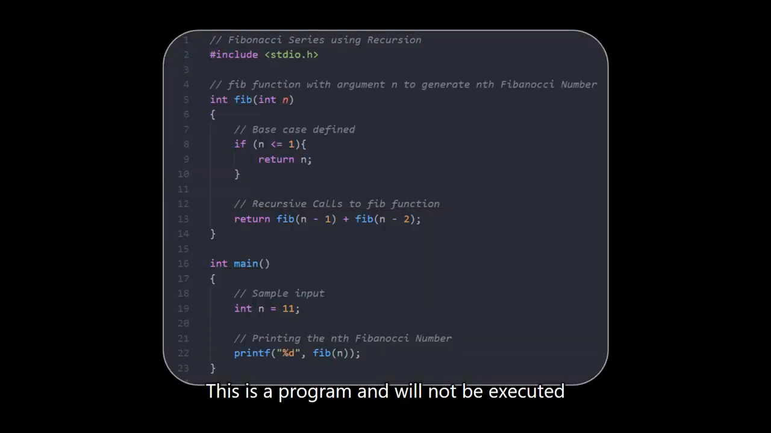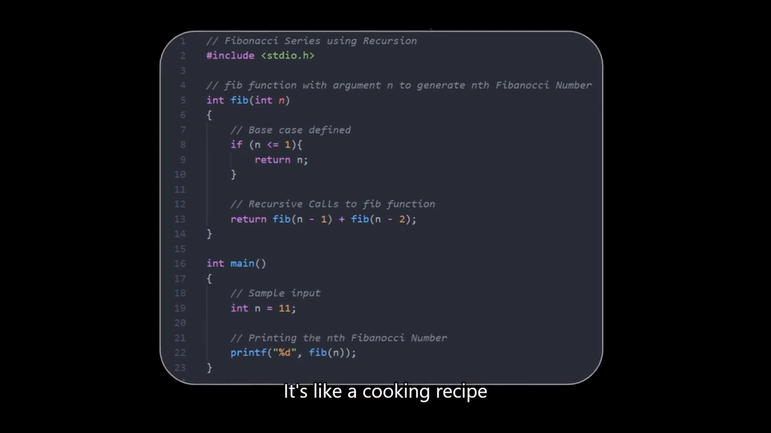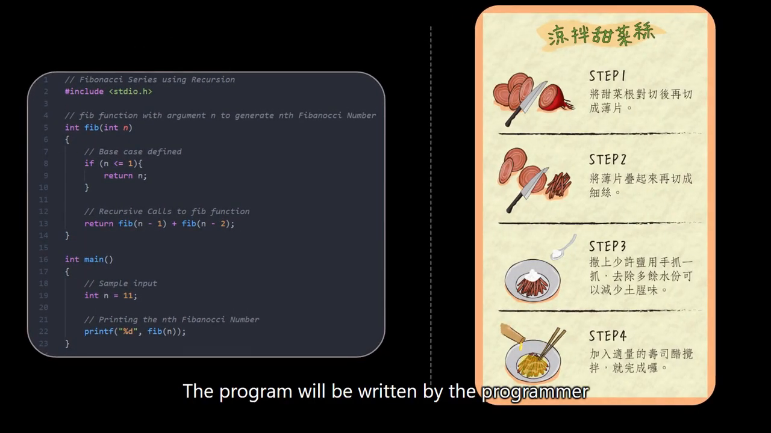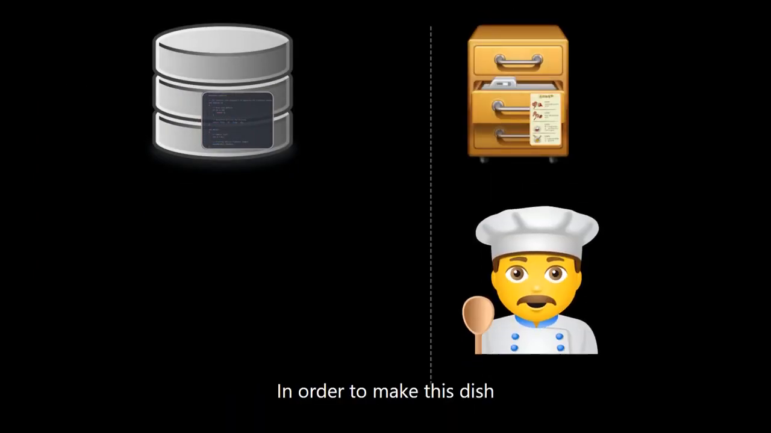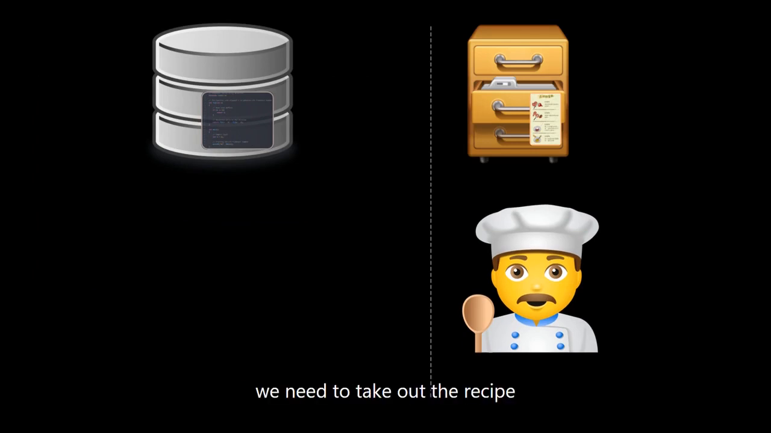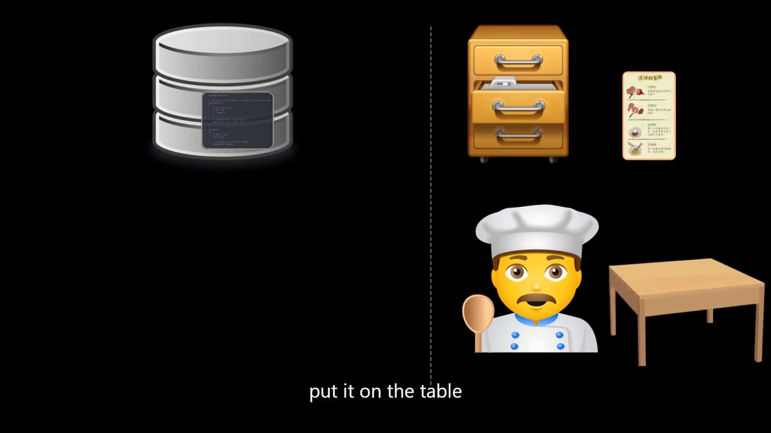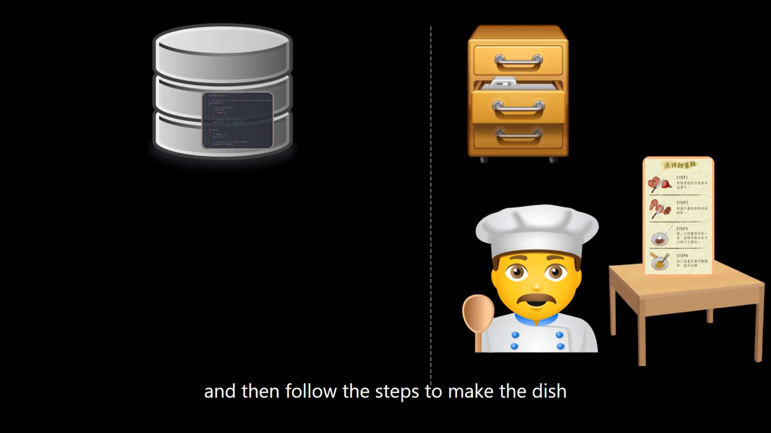This is a program and will not be executed by itself. It's like a cooking recipe. The program will be written by the programmer and stored in the hard disk forever. And the recipe may be in the drawer. In order to make this dish, we need to take out the recipe, put it on the table, and then follow the steps to make the dish.